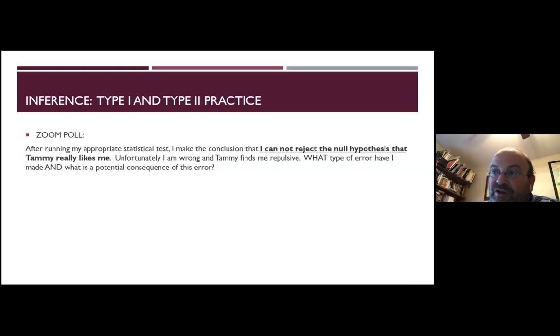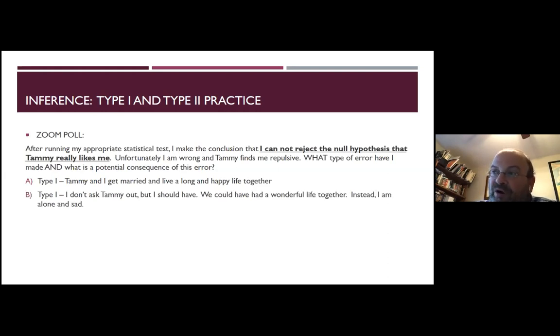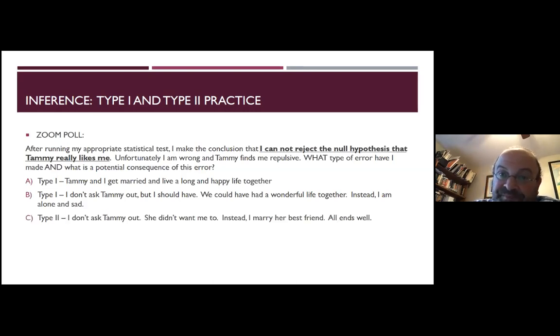So I failed to reject the null that Tammy likes me, but I am wrong because she finds me repulsive. So what kind of error is this? Type 1, consequence: Tammy and I get married and we live a long and happy life together. Or is it a type 1 error in that I don't ask Tammy out? I should have asked her out.